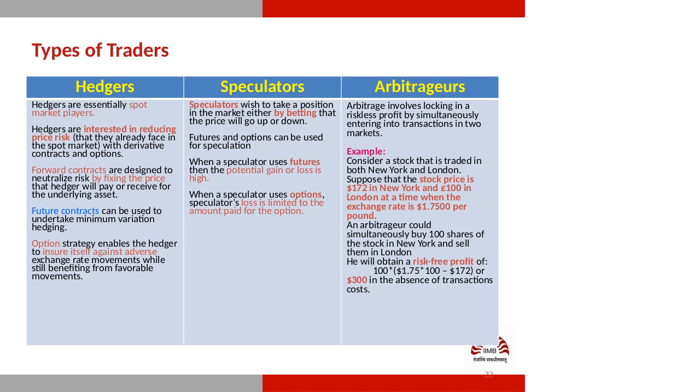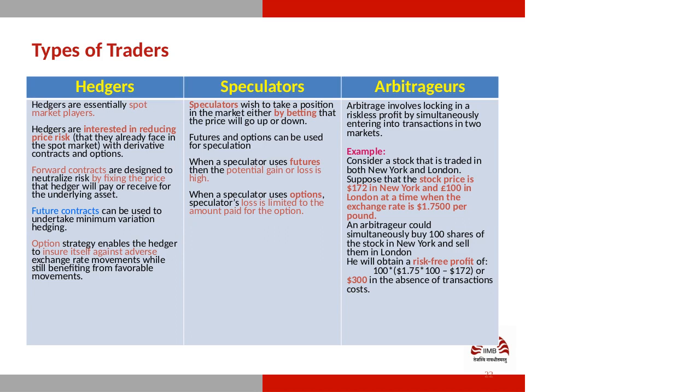So look at this example that I have out there. Let's say a stock is traded both in New York and London. The price in New York is $172 and the price in London is 100 pounds sterling. Also, the exchange rate market shows 1 pound is equal to $1.75. Now, what does this imply? This is where the mismatch is happening. The currency market tells me the exchange rate is 1 pound is $1.75.